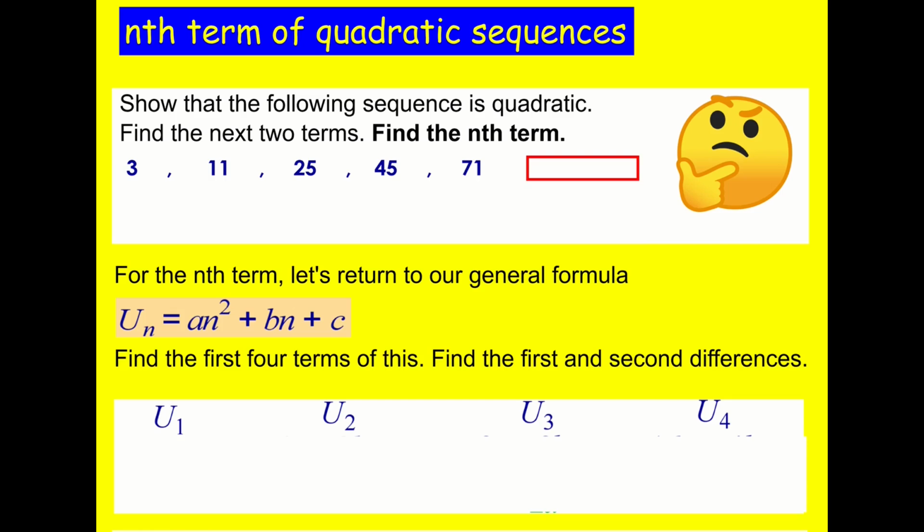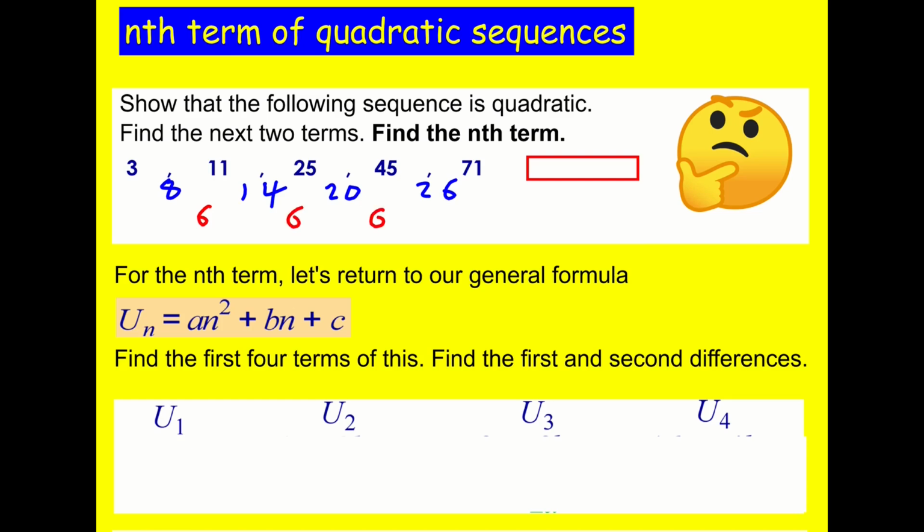Pause the video, give this a go. I'm going to go through it now. To show that it's quadratic, we need to show the second difference is constant. If I work out the difference between terms, this is the first difference. It's going to be 8, 14, 20, 26. You can see it's going up by a constant amount of 6.